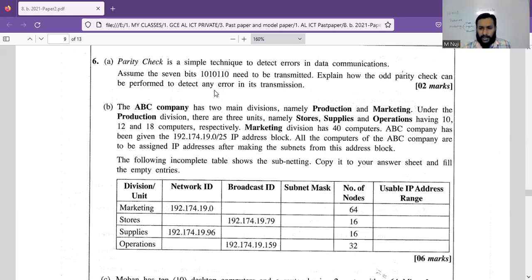So in this question, look at this carefully. You have to write down the entire table in your answer sheet and fill it in. Sometimes you can give the answers without the table, but this question clearly mentions that the incomplete table shows the subnetting; copy it to your answer sheet. So please be careful with this wording. So you have to write down the entire table in your answer sheet. Okay. So let's see the division.